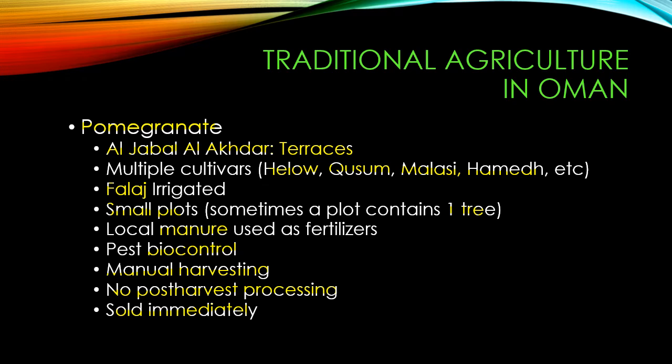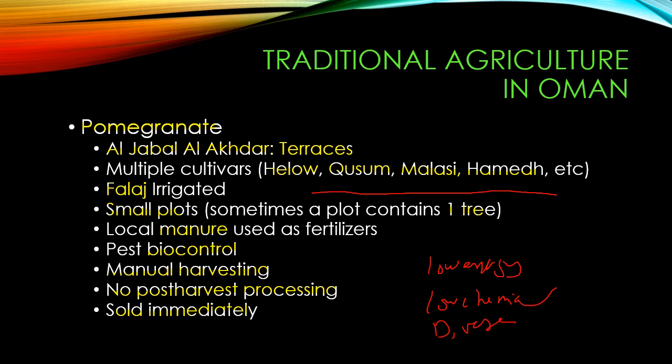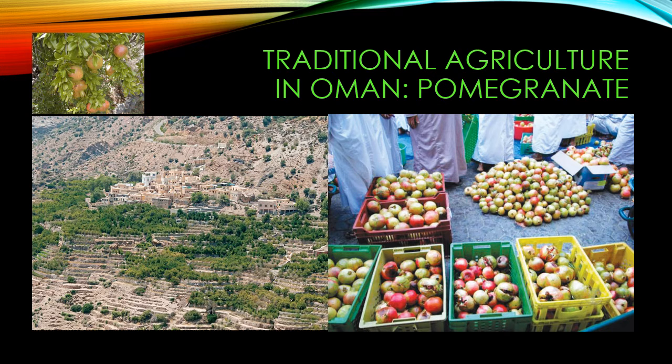So you can see this is a typical traditional farm where you have low energy, low chemicals, and a diverse cropping system. Okay, so this is very typical of traditional farming examples in Oman. And you can see here, this is basically where the terraces are, shown in the picture. You can see these are the terraces.